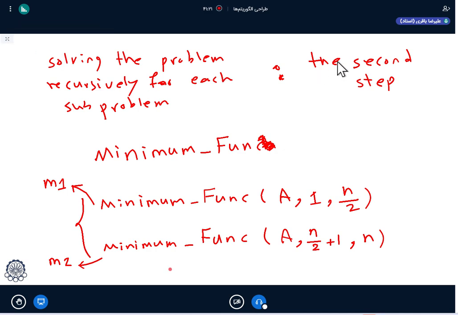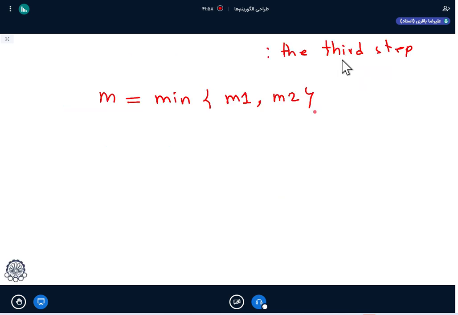So in the third step, we should find the minimum of the total array. What's the minimum of the total array? How can we compute it from m1 and m2? It's enough to compare m1 and m2, whichever is smaller is the minimum of the total array, the minimum of the original array. So we compute the minimum of m1 and m2. And this is the third step of our approach.